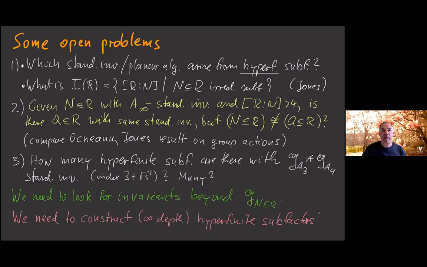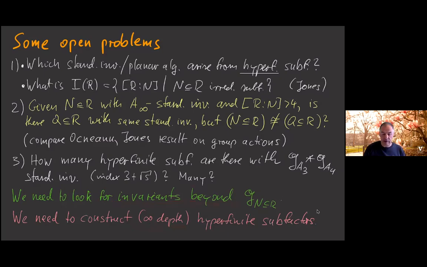Now, when Sorin Popa gave a talk in the seminar, Zhengwei was asking the question, well, so what do we do in the non-amenable world? What invariants do we have? Well, that's exactly the problem, right? We need to look for invariants that go beyond the standard invariant. And more importantly, we need more examples to even get some idea of where we should be looking. So we need to construct infinite depth hyperfinite subfactors, and we need to look for invariants beyond GNR.